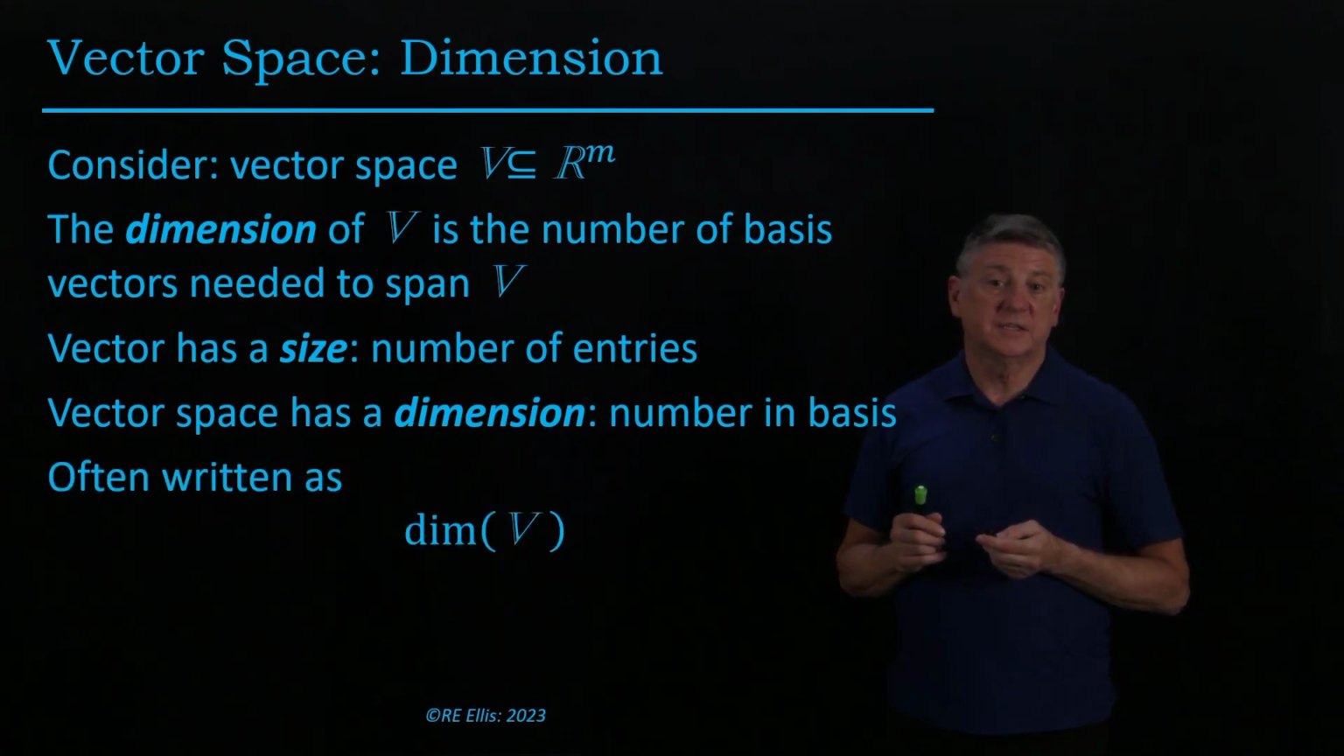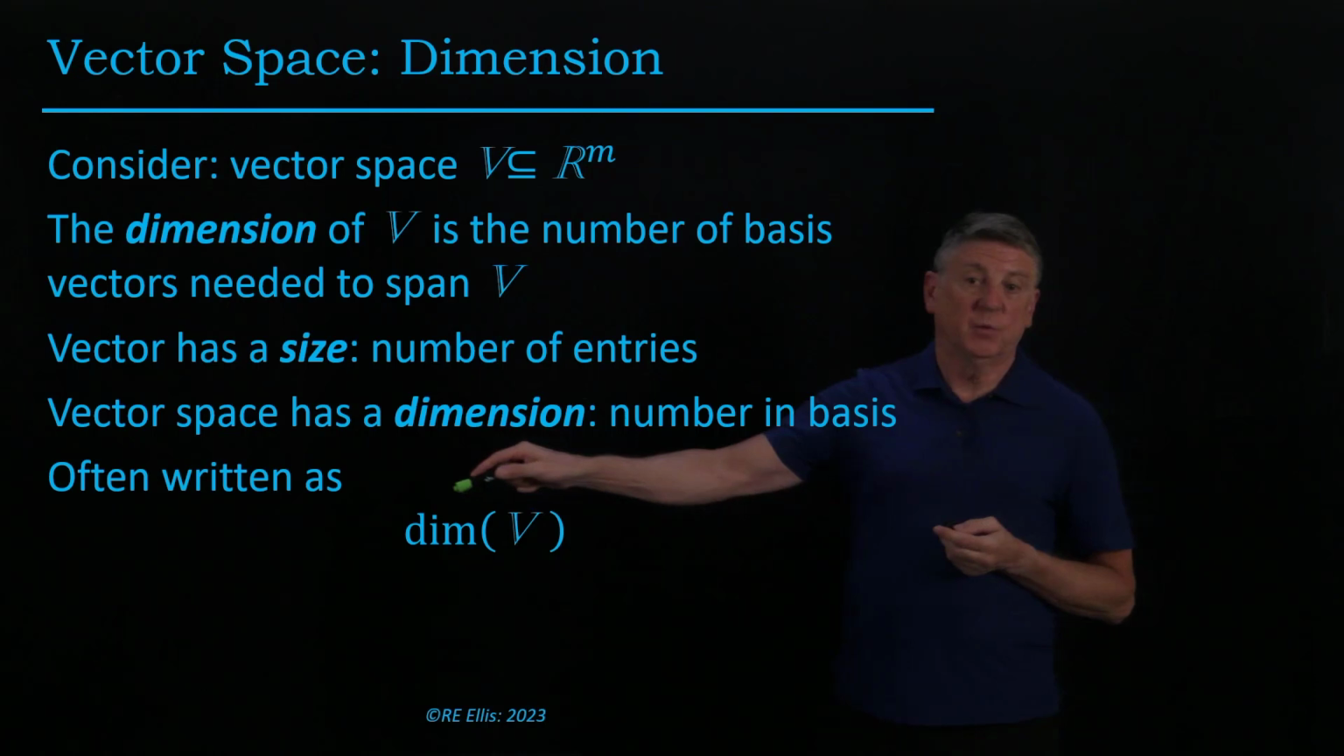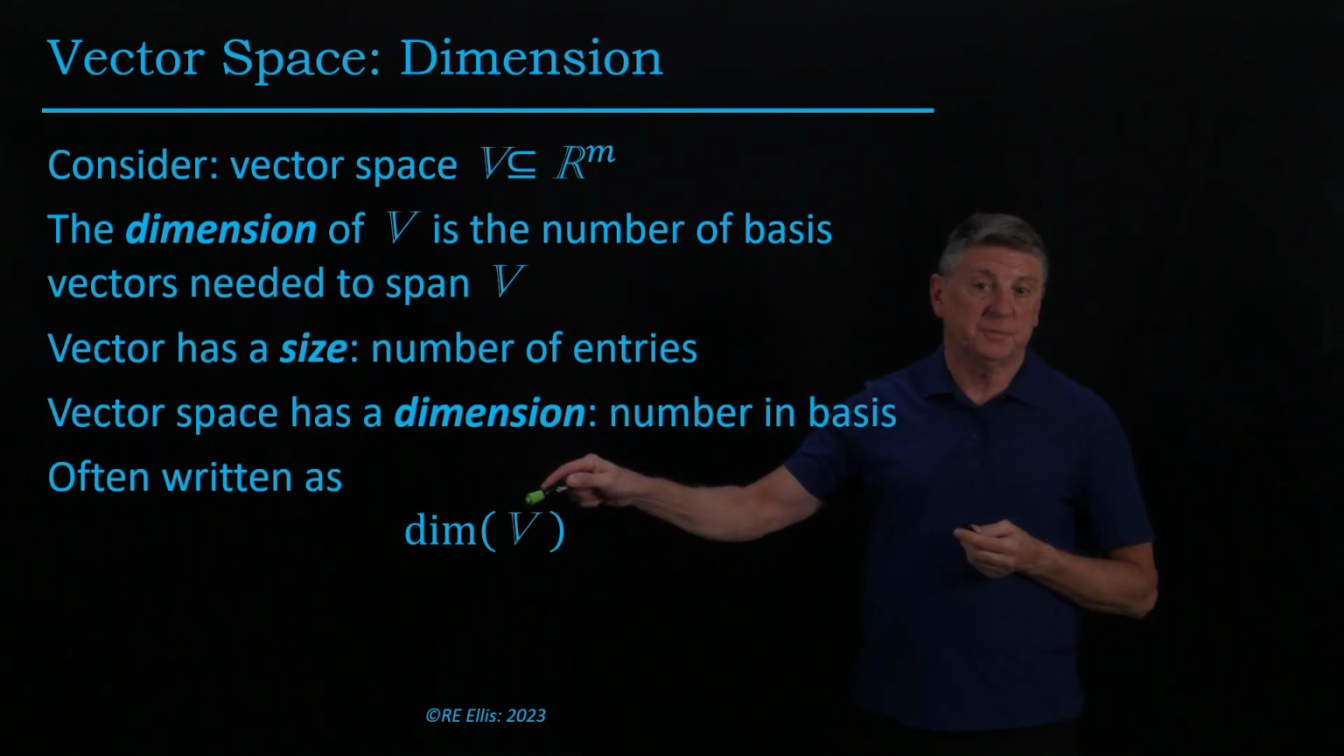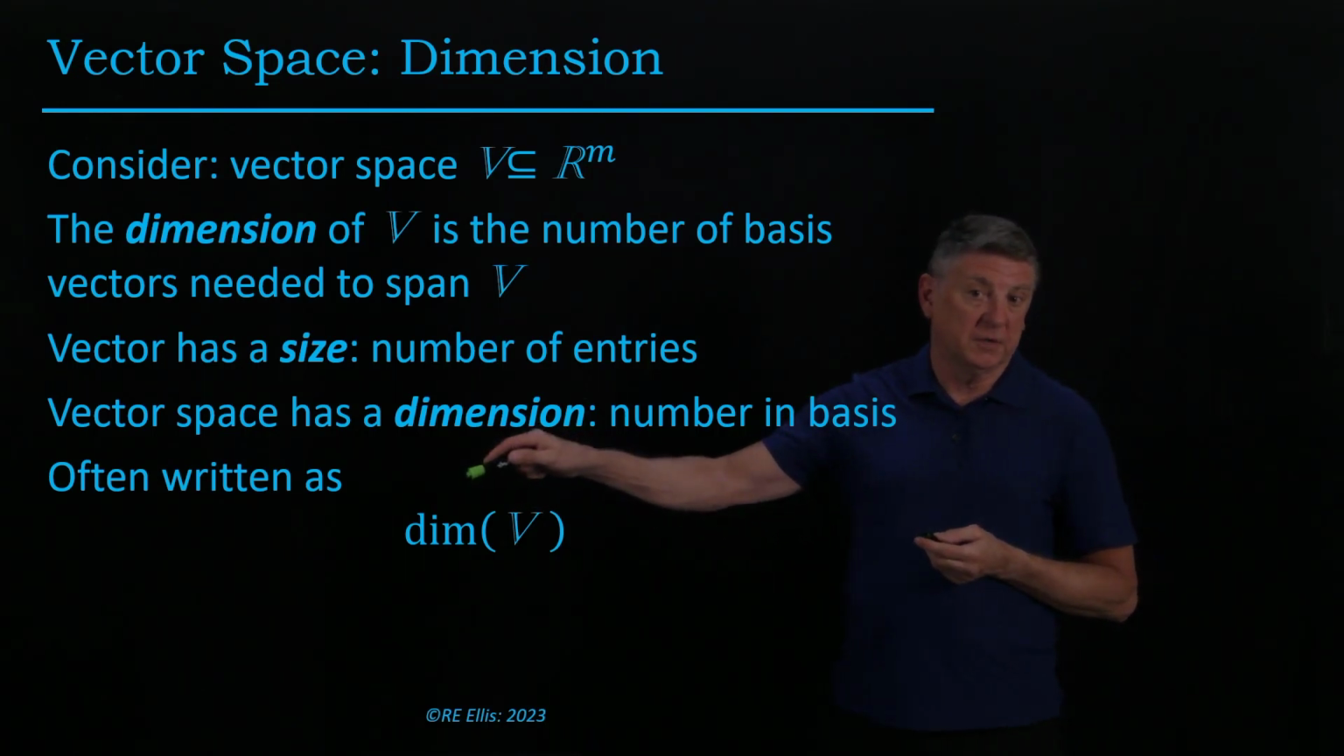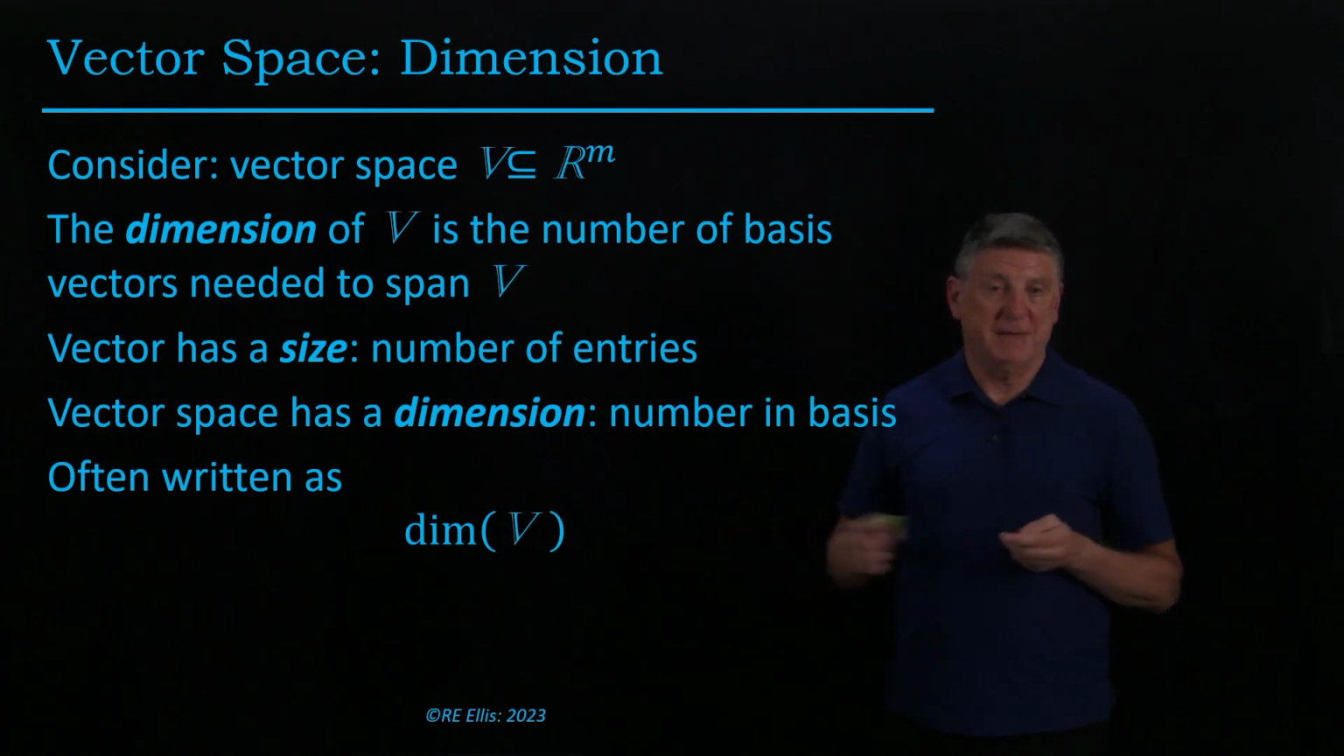And one way that this is often written is we can say, what is the dimension of the vector space? So the vector space can be an argument of a map.